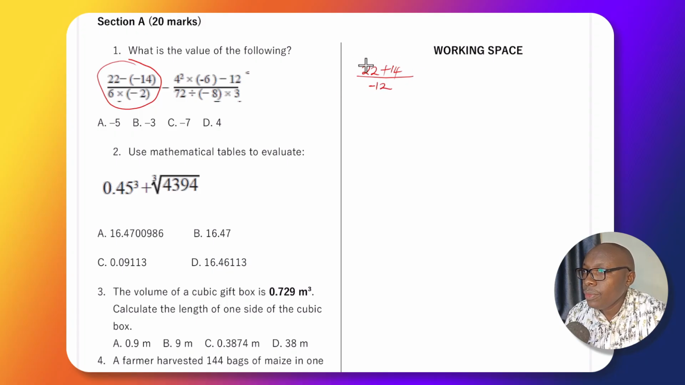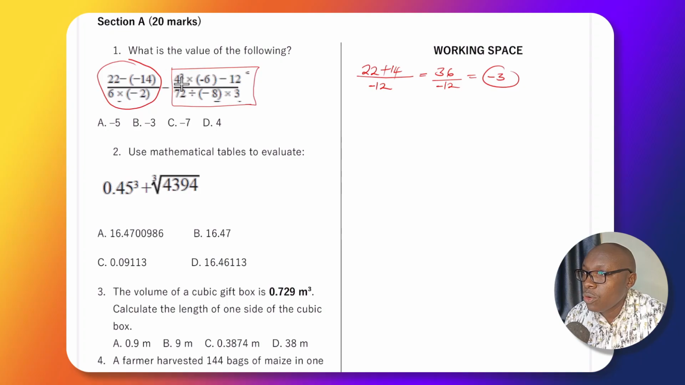Then we can complete this one. So this will give 22 plus 14, which gives 36. Then you divide by negative 12, and when you work out this one, this will give negative 3. So that is the solution for that part. Now we can go to this part, so let us work out this part.